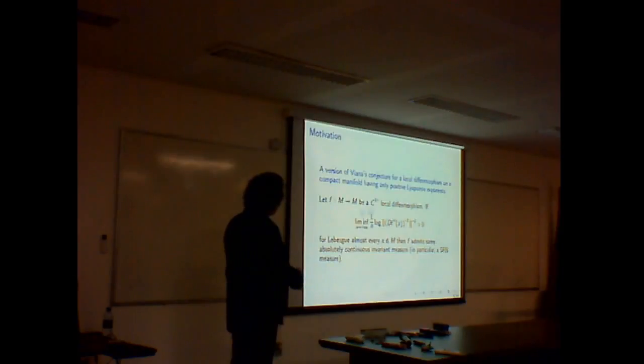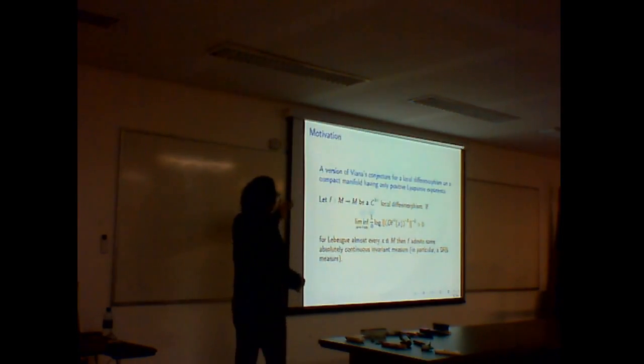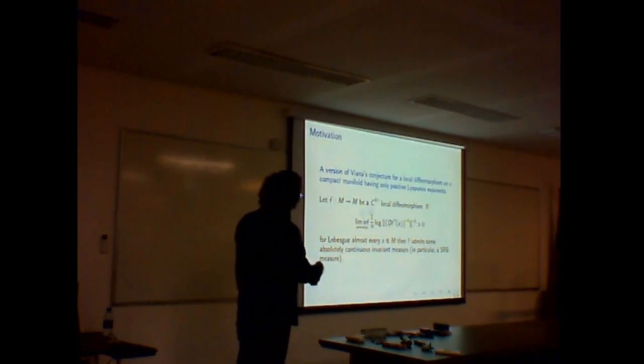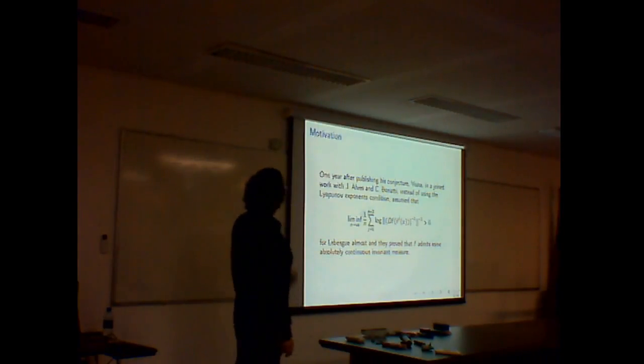Suppose that for Lebesgue almost every point in the manifold, we have only positive Lyapunov exponents. This limit is bigger than zero for Lebesgue almost every point. So Viana's conjecture in this case implies the existence of an absolutely continuous invariant measure, in particular an SRB measure. Indeed, the conjecture says that almost every point is going to belong to the basin of attraction of one of these. But this is the non-invertible version of the conjecture. Let's fix this frame.